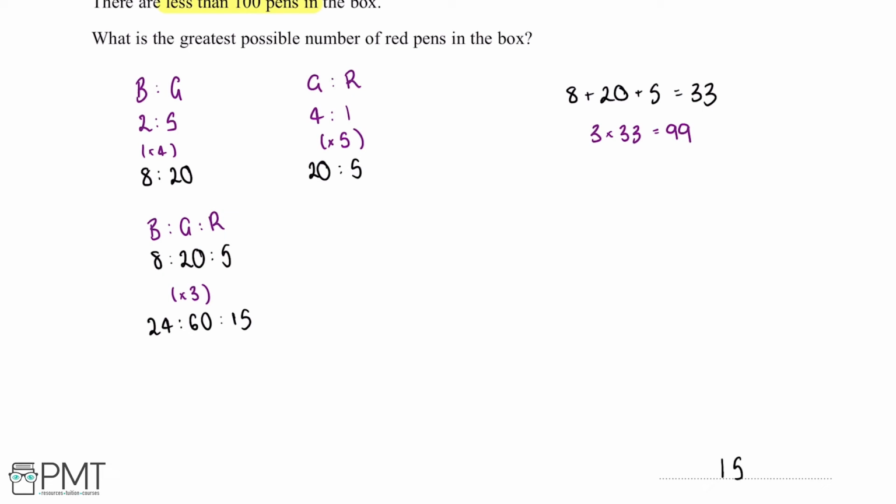Now this question's worth 3 marks. We'll get our first mark for putting the 2 ratios in a form so that we are able to combine them. We'll get our second mark for combining the ratios, and our third mark for the correct answer.